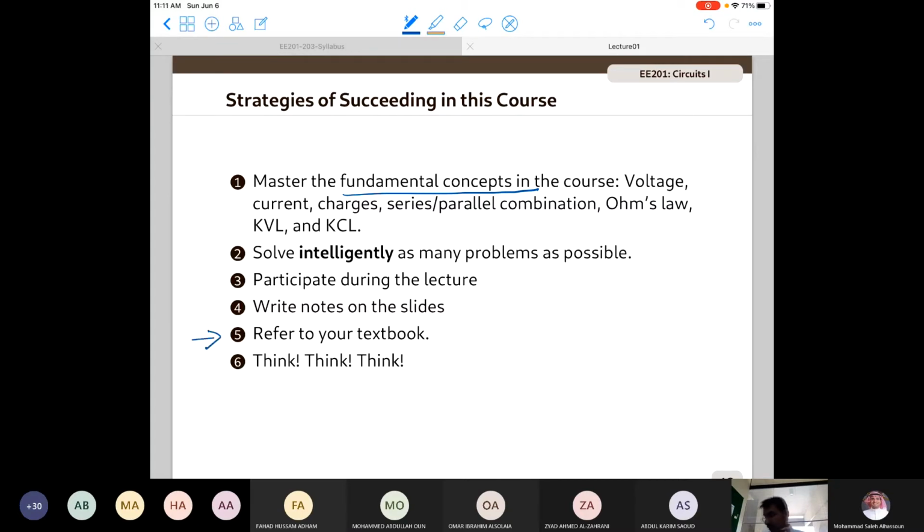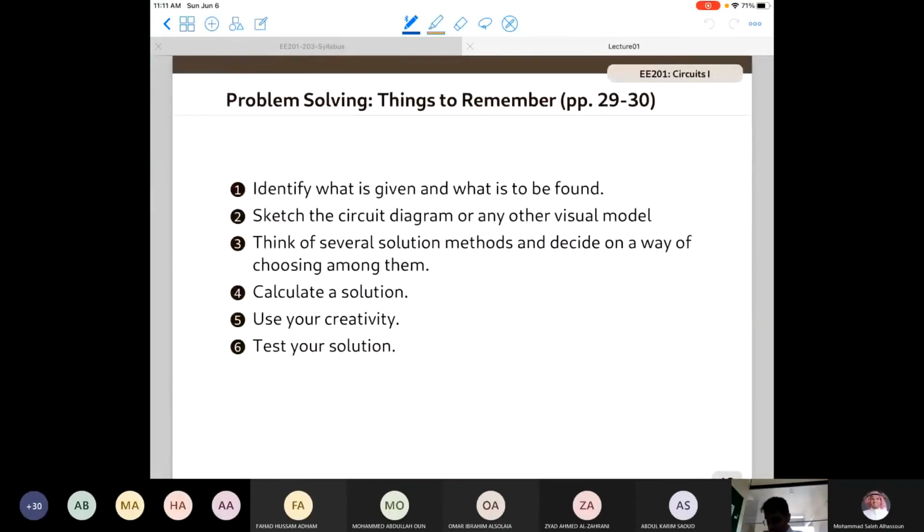Also, please refer to your textbook, and it's very important that you think and think and think before solving any problem. There are some strategies associated with problem solving, and they're actually in the book.